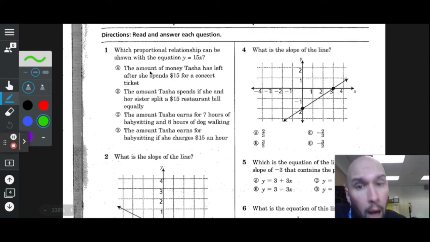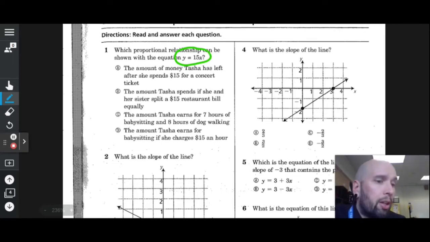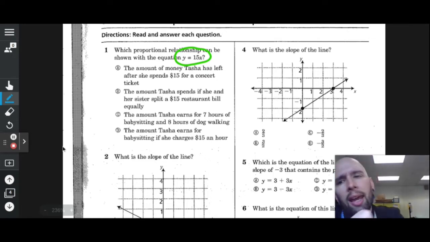The amount of money Tasha has left after she spends $15 for a concert ticket. No, that doesn't make sense. Usually when you have 15x, that usually means like 15 something per something, like $15 per hour, 15 miles per gallon, 15 blah per blah. So that's what we're looking for. So it's not A. You're not going to have leftovers.